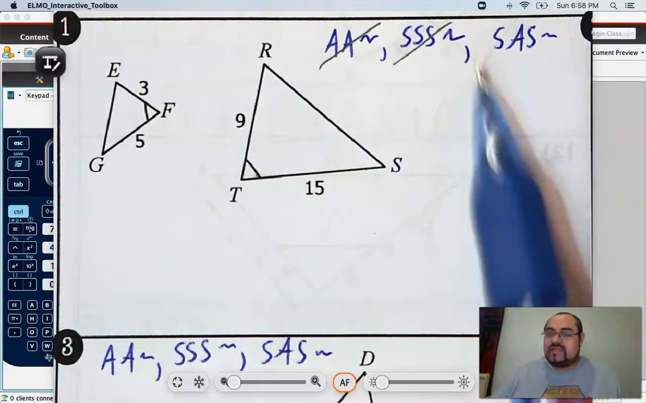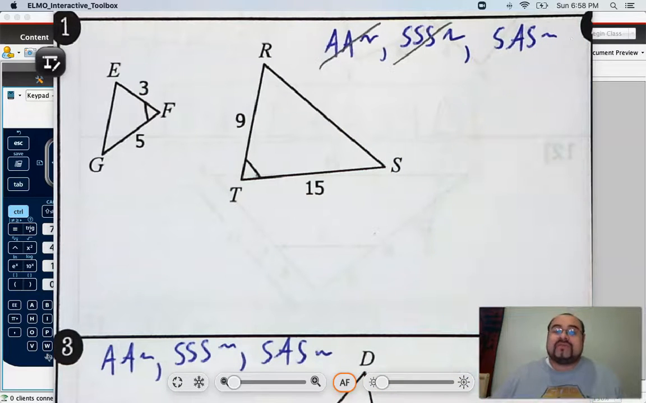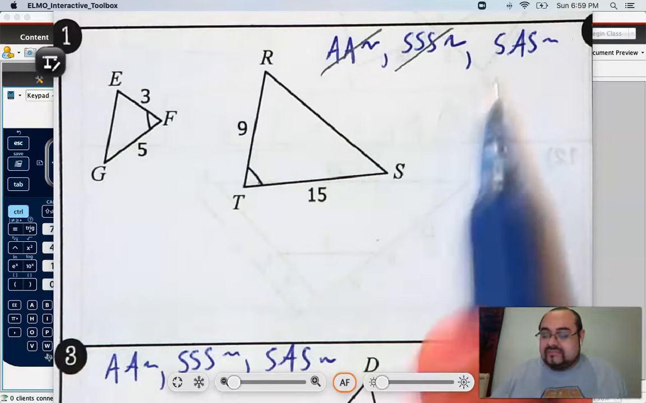Okay, more than likely the answer is side angle side, but we still have to make sure that that's the case, because remember there's still a fourth option. The fourth option is not similar. All right, so we have to prove to ourselves that these two are similar. Now this is really easy, especially using side angle side.